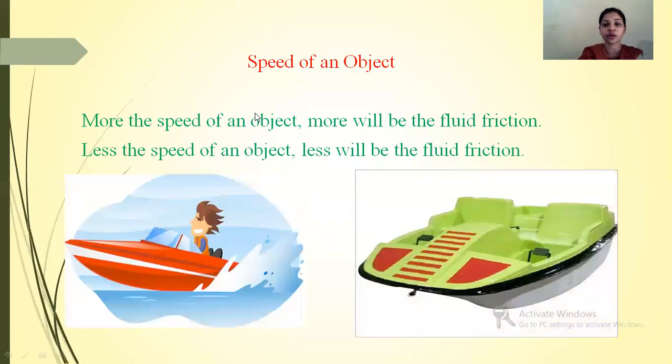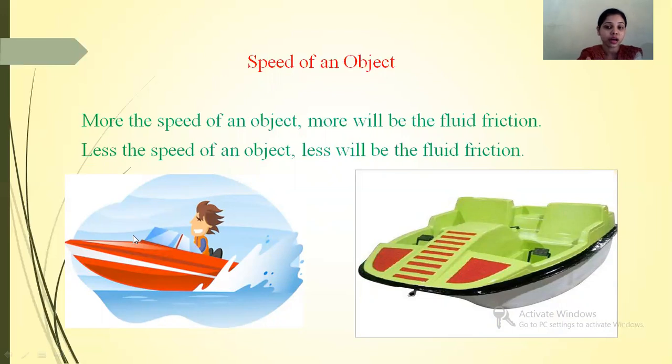The second is the speed of the object. If the speed of the object is more, then the fluid friction is more. If the speed of the object is less, then the fluid friction is less. Like here, the speedboat has more speed, so the fluid friction is also more here, okay, means the water opposes it more.